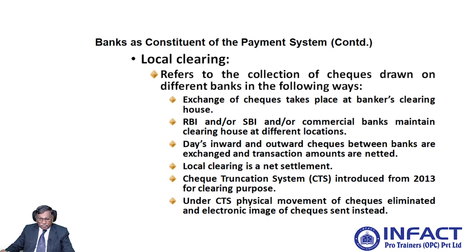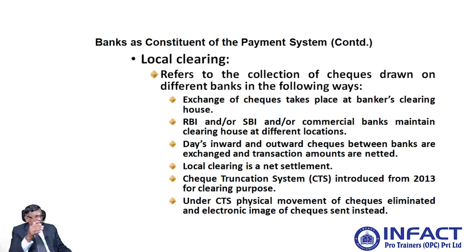Now, inward and outward checks between the banks are exchanged and the transaction amounts are netted. After netting both the debit and credit, they arrive at a figure which is called the settlement figure. Local clearing is a net settlement. This is the way local clearing happens.